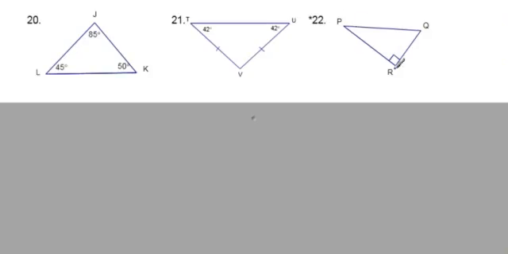Number 22, we have a right angle again. So naming this triangle by its angles, it makes it a right triangle.